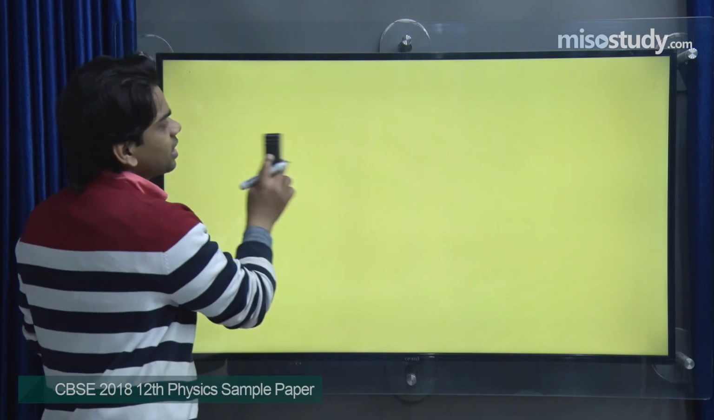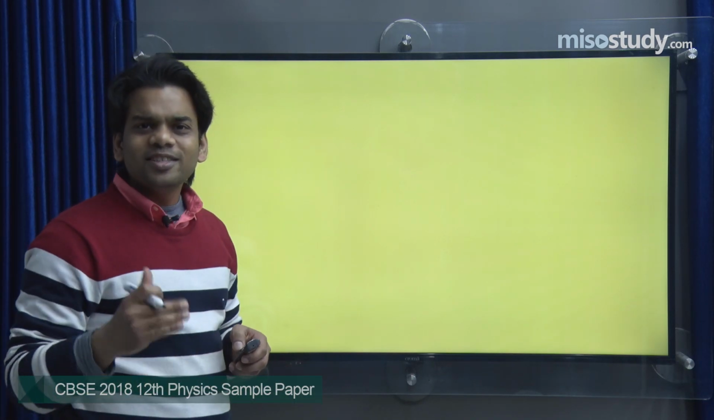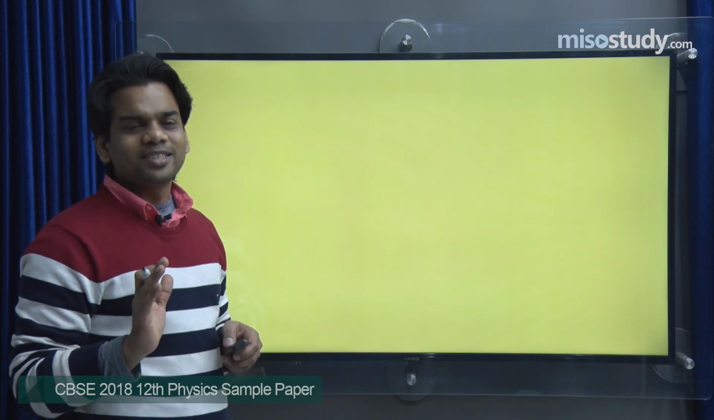And I hope you are learning step by step what deep conceptual understanding of each chapter is required, so that you can easily solve all the questions in a board examination.